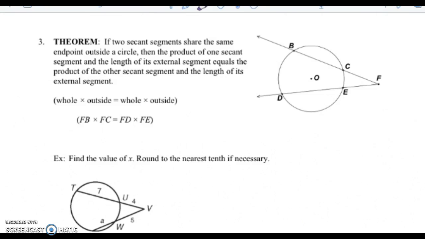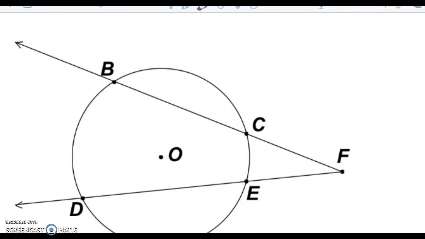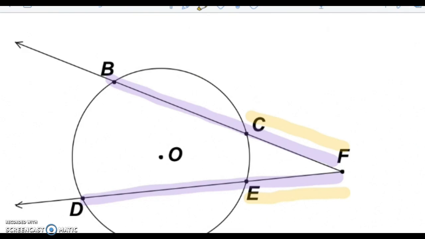If we have two secants that share the same endpoint, then the product of one segment and the length of its external equals the product of the other and the length of its external. So let's boil that down. So these are our secant segments. BF is that whole segment, and DF is that whole segment. Now I'm going to highlight the outside part. So CE is the outside part of that, CF. EF is the outside part of that.